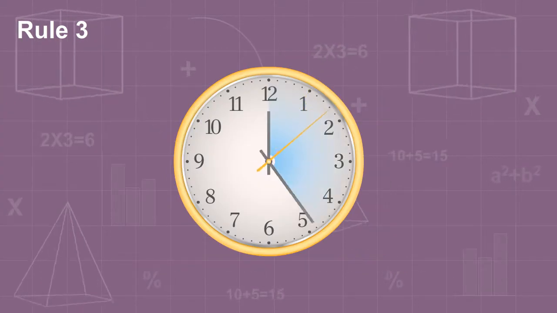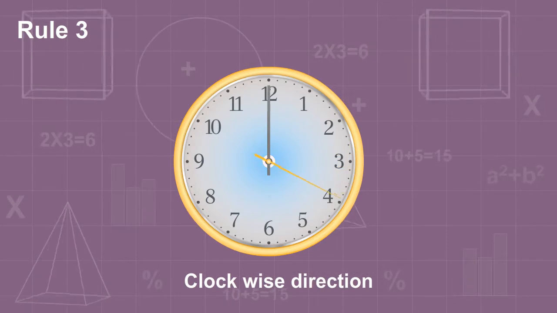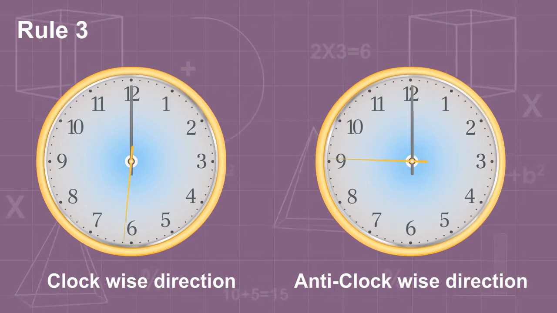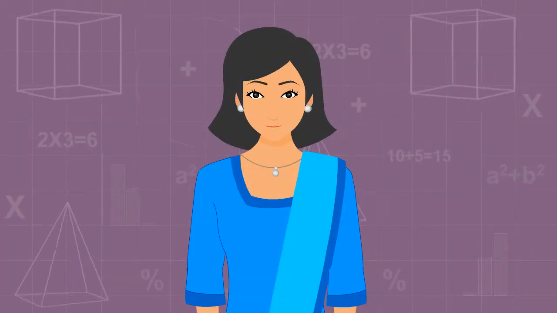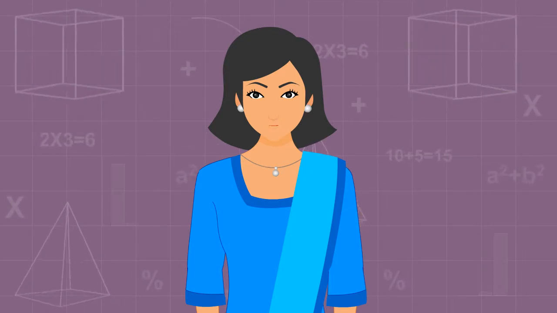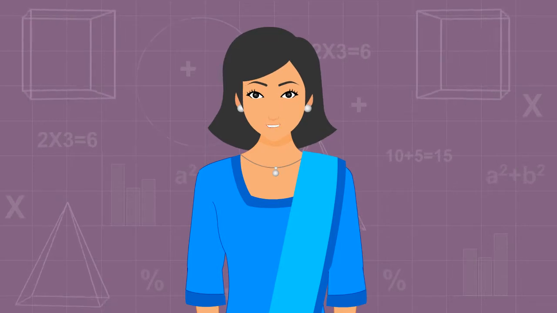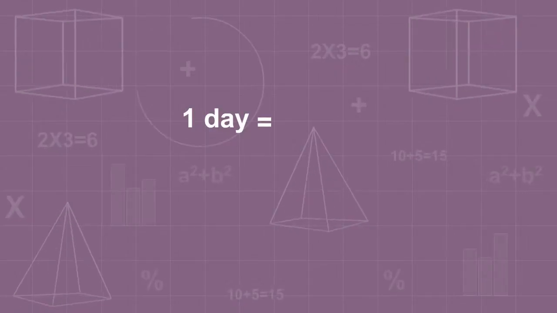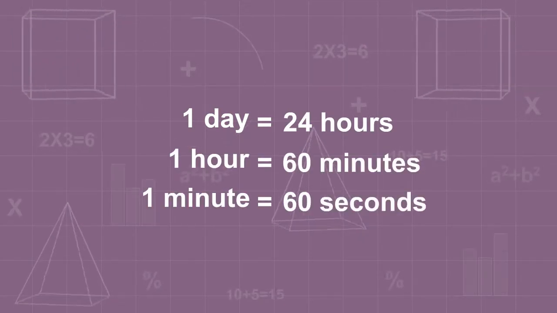In the clock, the direction in which the hands move is called the clockwise direction, and the opposite direction is called anti-clockwise direction. In the previous classes, you have learned how to convert different units of measurement. You can also convert different units of time. You know that 1 day is equal to 24 hours. 1 minute is equal to 60 seconds.